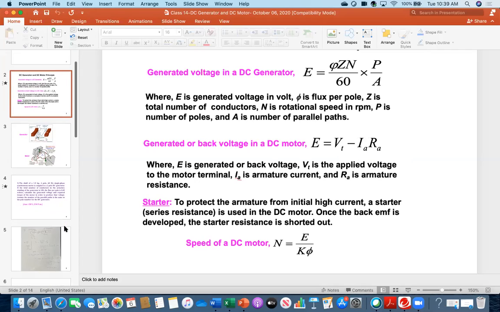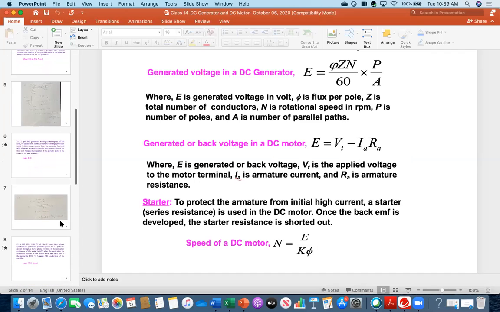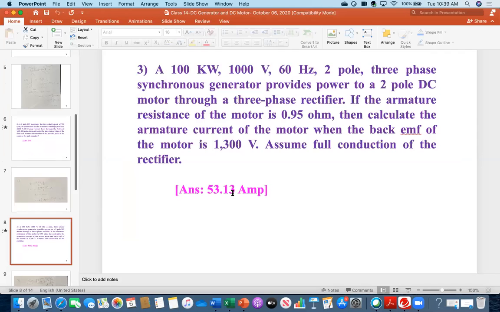Now I am taking you to another problem. I discussed this one. Everybody please read this problem. This is problem number 3 for today. A 100 kilowatt, 1000 volt, 60 hertz, 2-pole, 3-phase synchronous generator provides power to a 2-pole DC motor through a 3-phase rectifier. If the armature resistance of the motor is 0.95 ohm, then calculate the armature current of the motor when the back EMF of the motor is 1300 volt.